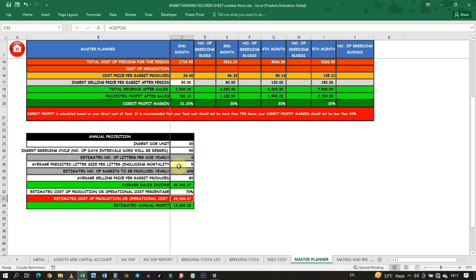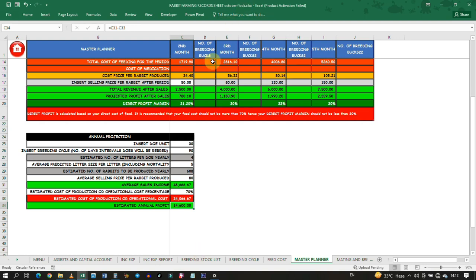So the estimated annual profit for 30 doe units. This is a very important one. The estimated annual profit for the 30 doe units is almost 14,600, which is quite some cool cash, because 30 doe units is not so much. It's not so much a number, so you can take care of them.